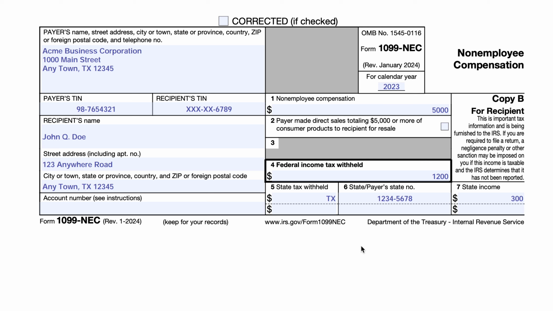On the right-hand side, there are 7 information fields. We'll go through them fairly briefly. It's not that complex. Just make sure that you're reporting that this is information for the correct calendar year. For John Doe, we listed $5,000 of non-employee compensation. This could be professional service fees. This could be payments for services, commissions, independent contractor fees, taxable fringe benefits for non-employees.